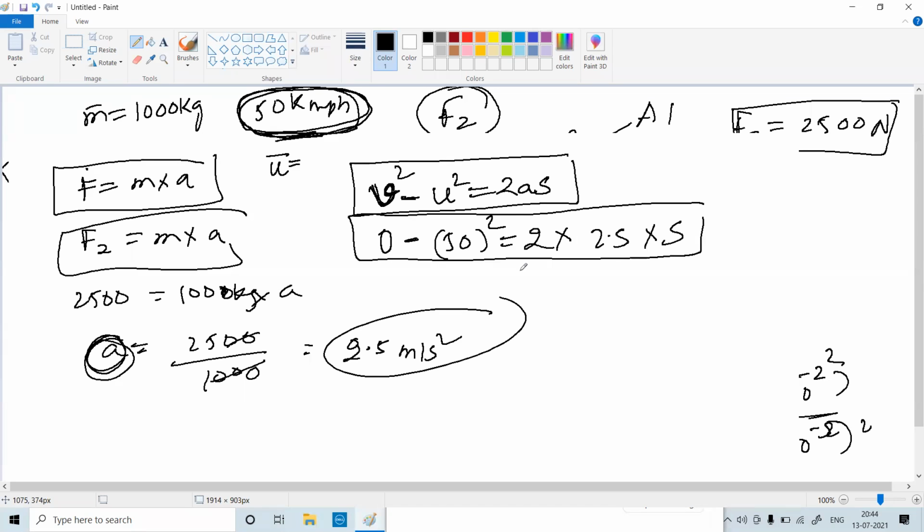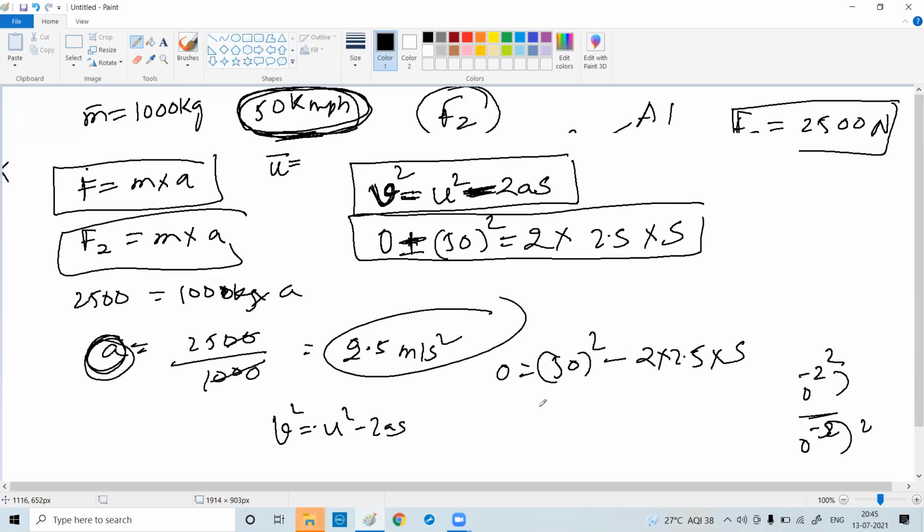Is it correct, what I have written? V square minus U square, or V square equal to U square minus 2aS. Sorry. So U is 50 and V is 0. 0 is equal to 50 square minus 2 into 2.5 into S. How much is that? 2500 minus 5S. So 5S is equal to 2500. So S will be 2500 divided by 5. How much will it stop? Oh, I made a mistake somewhere.